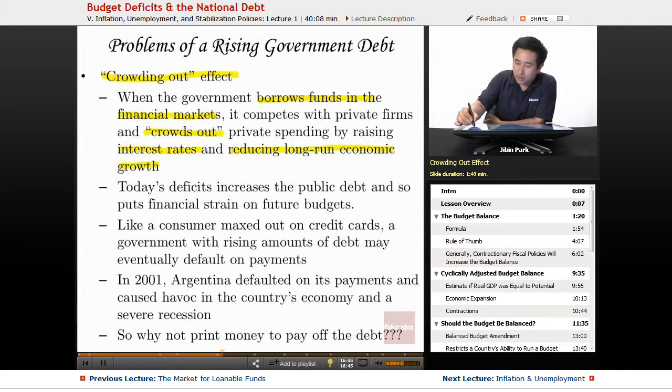Again, let's draw a little mini graph here. I didn't leave a whole lot of room here, and we've covered this before. But let's say this is the quantity of loanable funds.